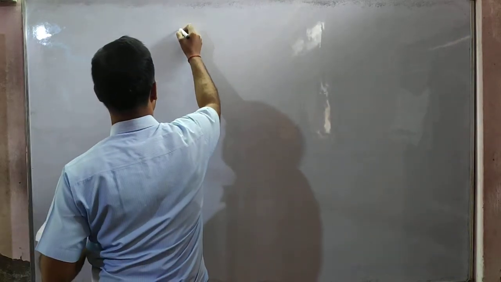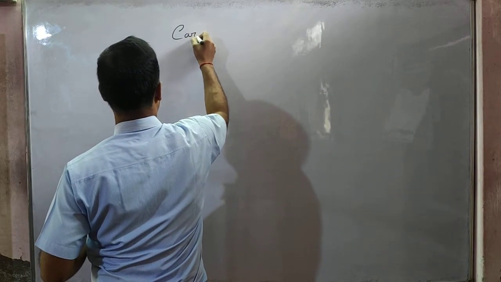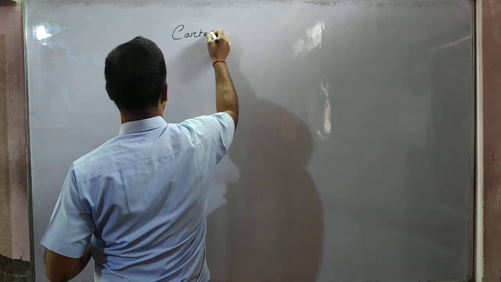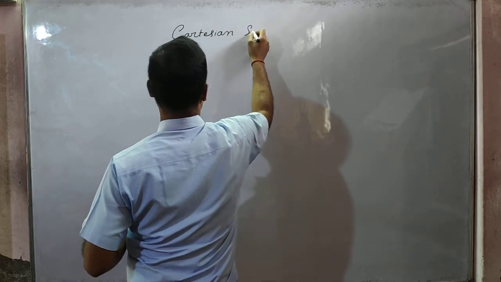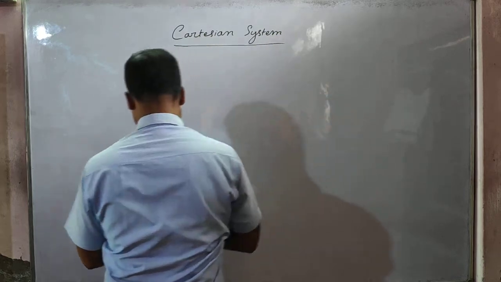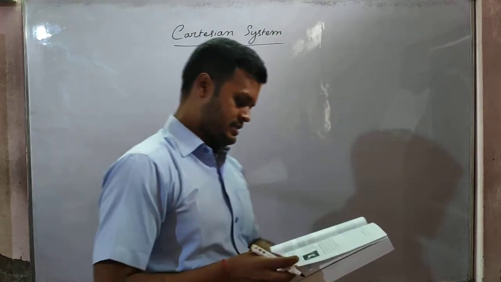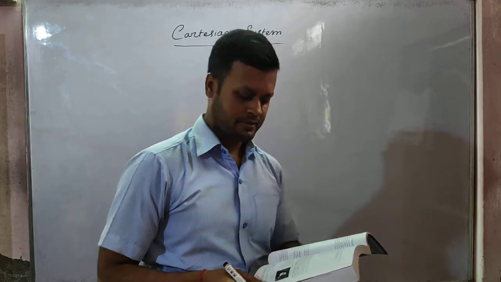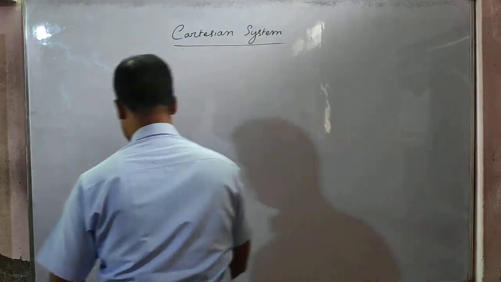So students, next we will learn about the Cartesian system. Okay. Cartesian system is named after René Descartes, the great French mathematician.